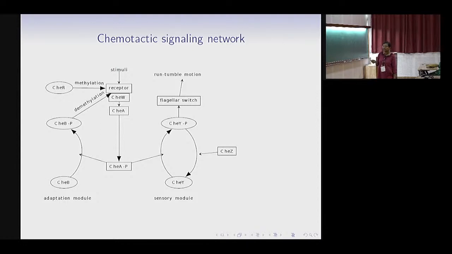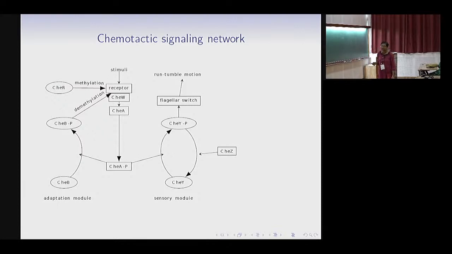On the other hand, when there is no stimulus present or very low concentration of stimulus present, then the receptors are in the active state, and this CheA is a cytoplasmic protein which undergoes phosphorylation as a result of this activity of the receptor, and they become CheA-P.